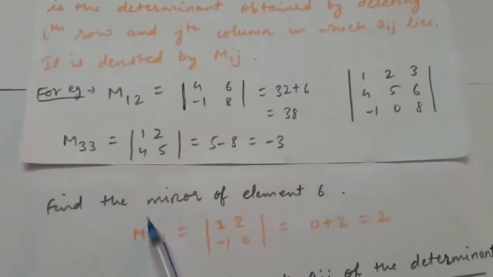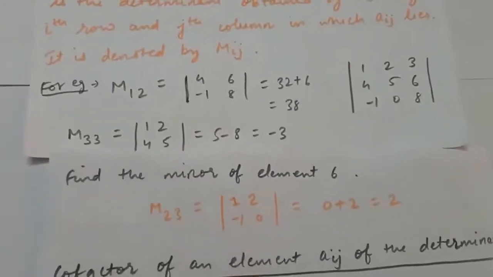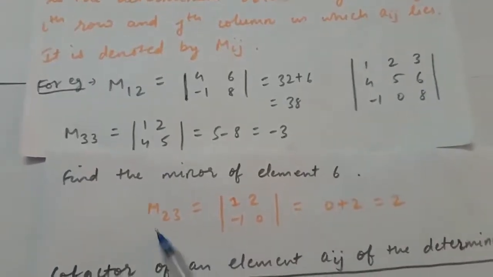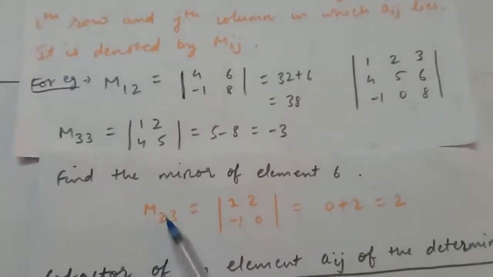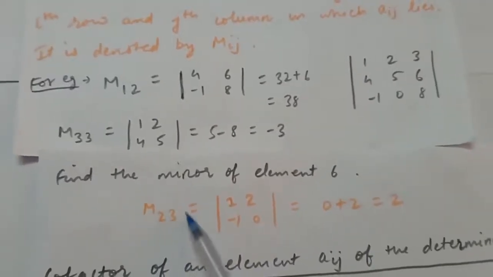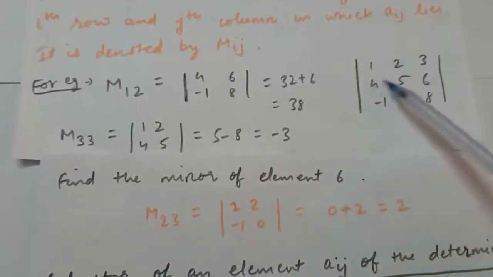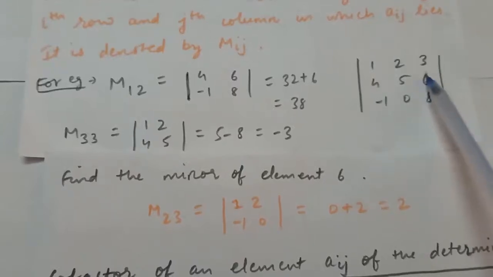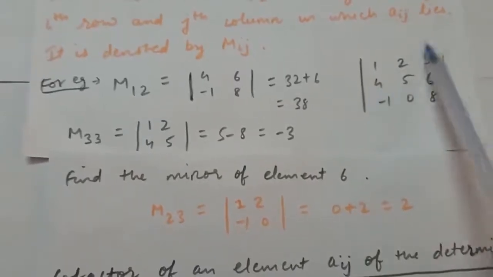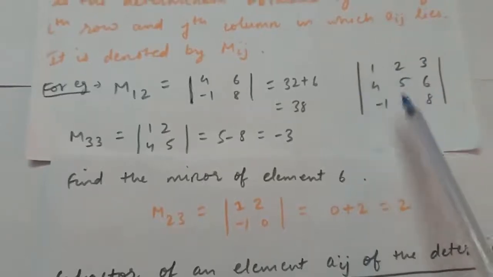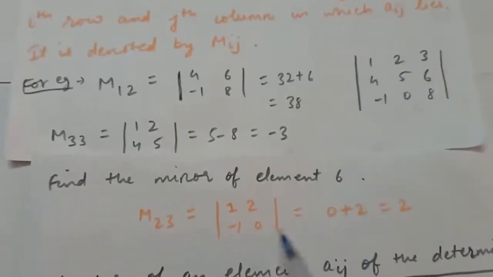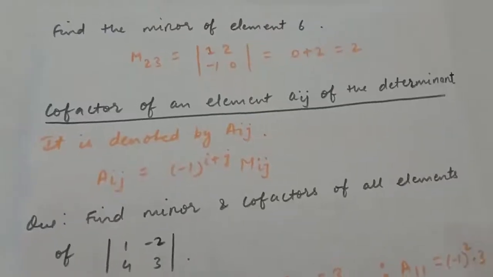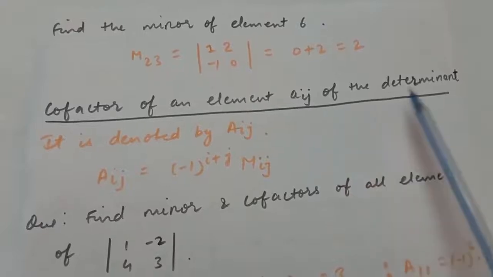If they ask to find the minor of the element 6, so 6 is this element, therefore they are asking for the minor M23. For this, delete the second row and third column, basically that row and column which contains the 6. So you will get 1, 2, minus 1, 0, and the determinant of this is 2. Clear?